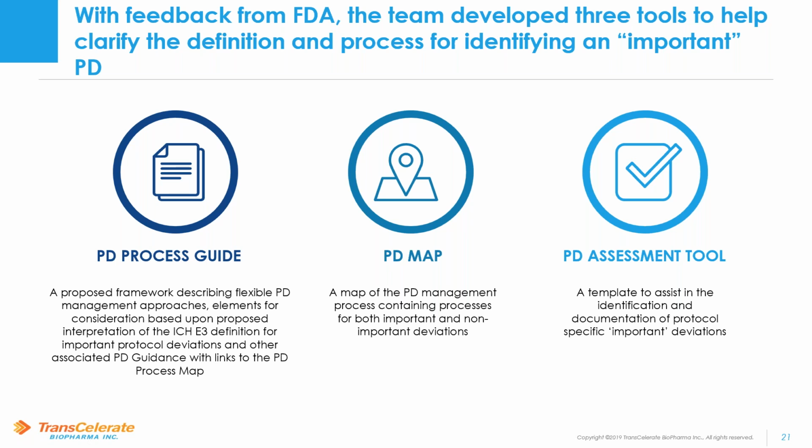Then the second component is the map. I'll show this to you later. This is just a 1-page visual of the life cycle of the PD. So rather than having to read 30 pages of text, it's showing you how each step of the process fits together and where the feedback loops come in. So if you're a visual learning person, that's a really nice component to have.